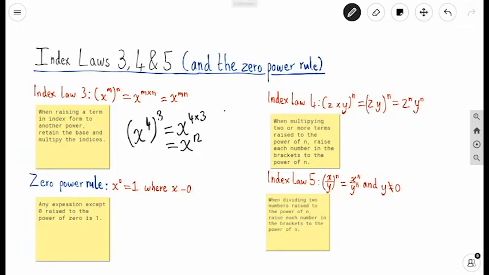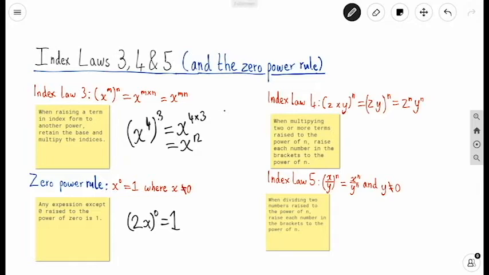But the only thing is x cannot be 0. That's the only exception. So let's do a problem just so you know how it works. 2x in brackets raised to 0. So that would obviously give us 1 because 2x is a term or expression and it's all raised to 0, so that would just give us 1.